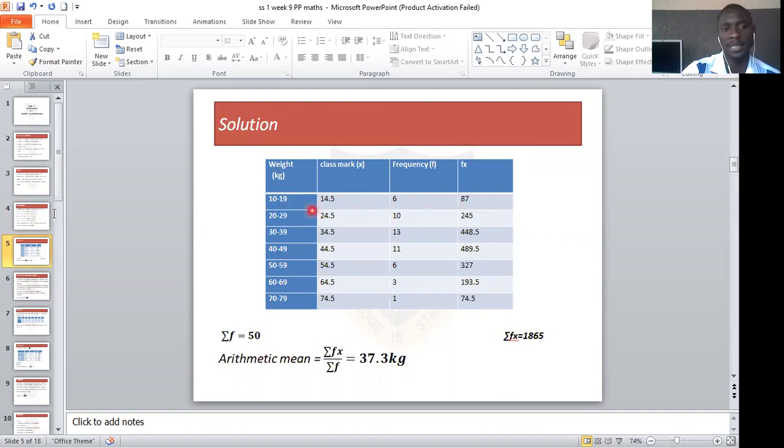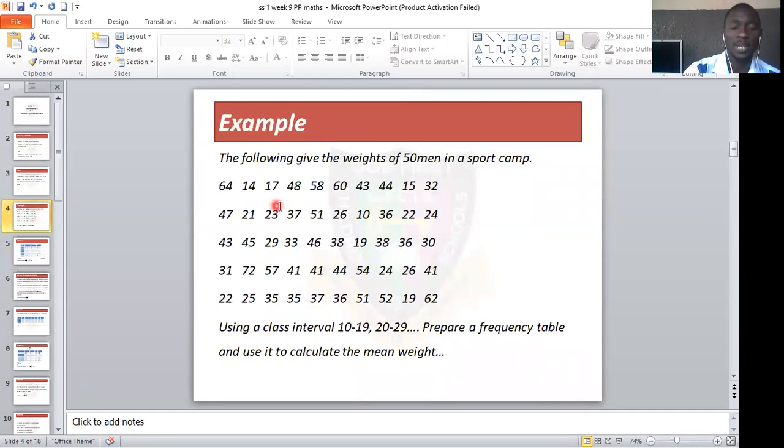Let's take it again as we took the class 10 to 19. Look at how you calculate it. 14 falls within the range of 10 to 19. Likewise 17, 2. Likewise 15, 3. Likewise 10, 4. Likewise 19, 5. And likewise 19 again, which makes it 6. So that's how you do it for all the classes.